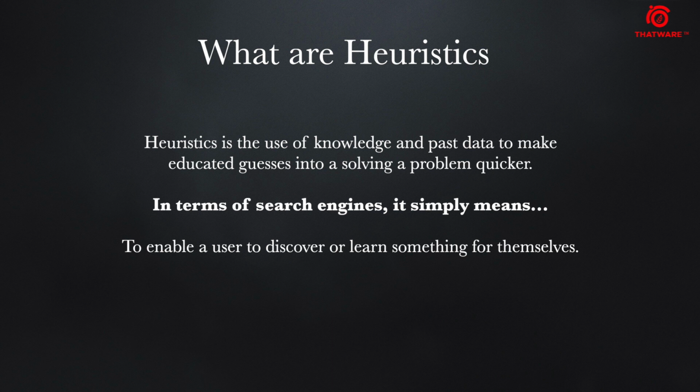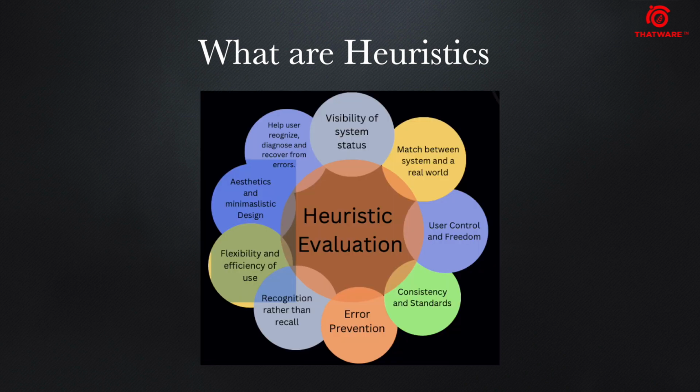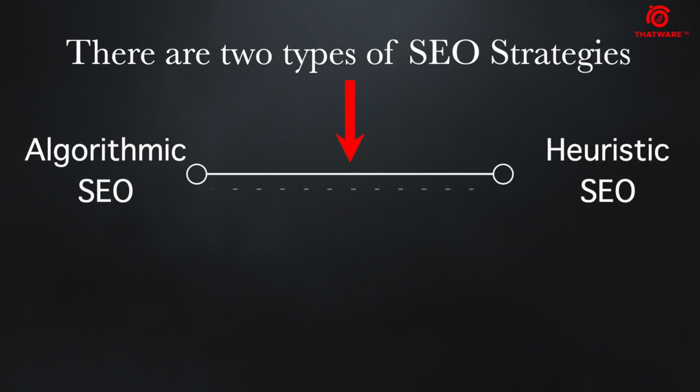In terms of search engines, it simply means that it enables users to discover more or learn something for themselves. So as you can see in this diagram, heuristic evaluation involves multiple things such as the visibility of the status, the match between the system and the real world, and much more. So there are two types of SEO strategies that can be used.